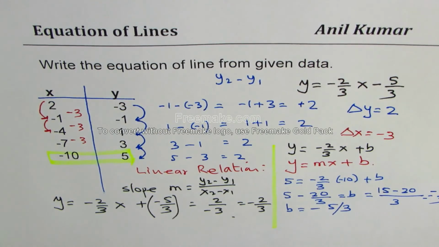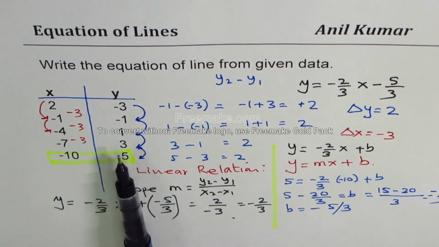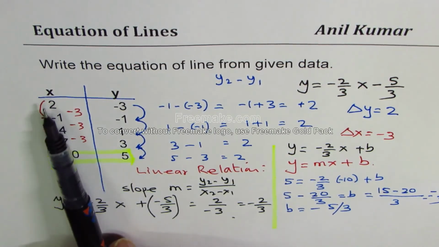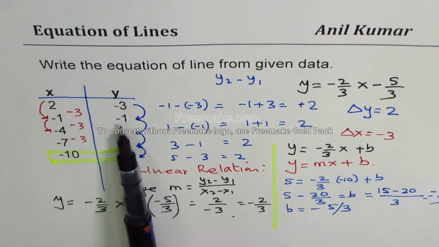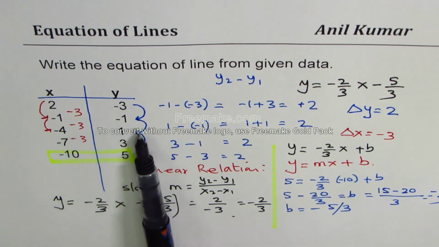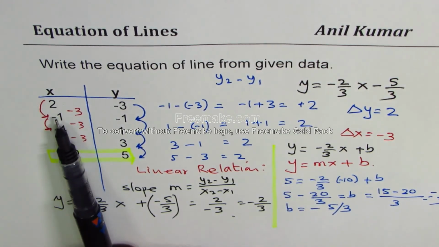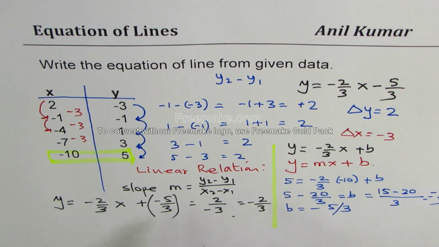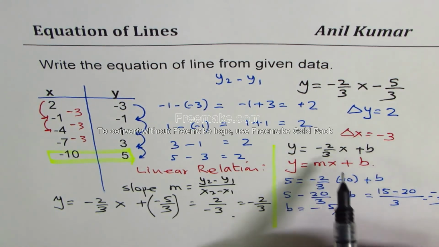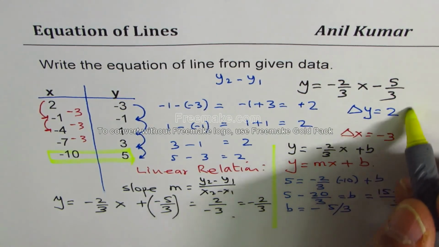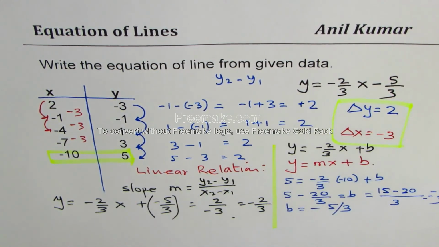So we kind of went from here to there, but I hope you understand the steps we have taken. So the idea is, whenever tabular data is given to us, the first step is to check if the relation is linear or not. For the same change in x, we should have a constant change in y. In our case, the change in y was plus 2 for a change of minus 3 in x. Therefore, the slope was equal to 2 over 3 with a negative sign. This is the slope: change in y over change in x, 2 over minus 3.